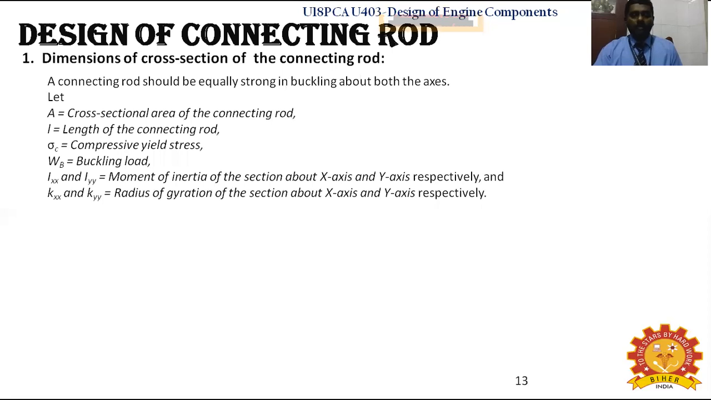So now you are going to see the Rankine formula. For that, consider A as the cross-sectional area of the connecting rod, L as the length of the connecting rod, sigma C as the compressive yield stress, and WB as the buckling load. Ixx and Iyy will be what? The moment of inertia of the section about the x-axis and y-axis respectively. Similarly, Kxx is the radius of gyration about the x-axis, and Kyy is the radius of gyration about the y-axis.